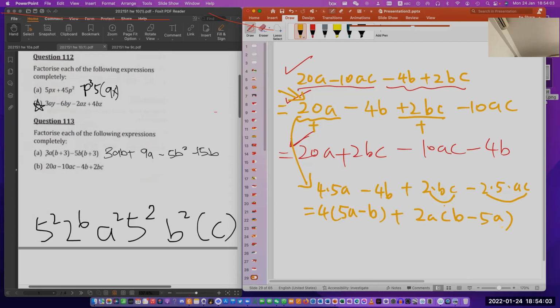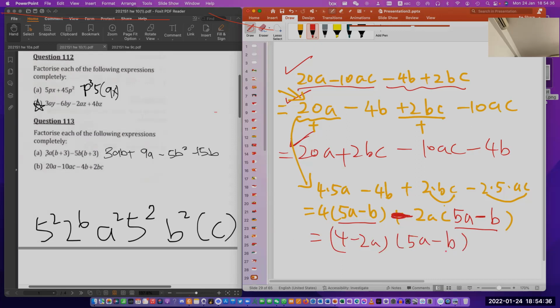Okay, so once I end up with this, very simple, I see that they are almost the same, but not exactly the same. So I use the technique of taking out the minus sign. So I will get 5a minus b. So plus minus is minus. So it's 4 minus 2c, 5a minus b.